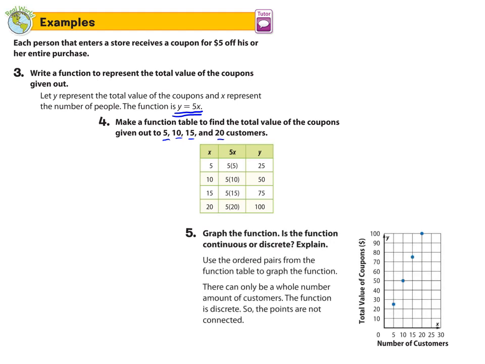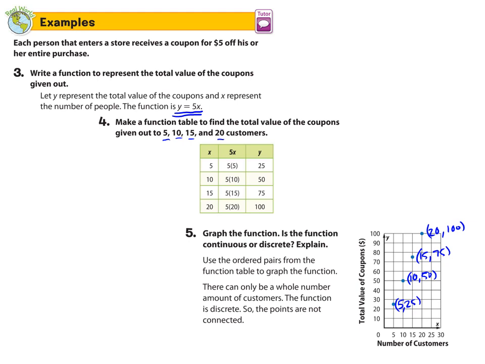Graph the function. Is the function continuous or discrete? And then explain. So this is what the graph would look like. This is (5, 25). Now again, this represents that for 5 people, the value that they've given away is $25. A business would need to know this information to see how much money they actually gave away. Second point is 10 people, $50. And then the next one is 15 people or customers and $75 given away. And then finally 20 customers and $100 given away.